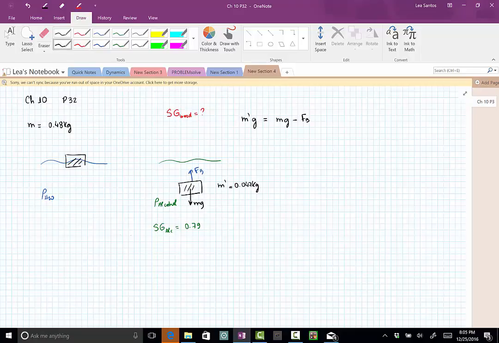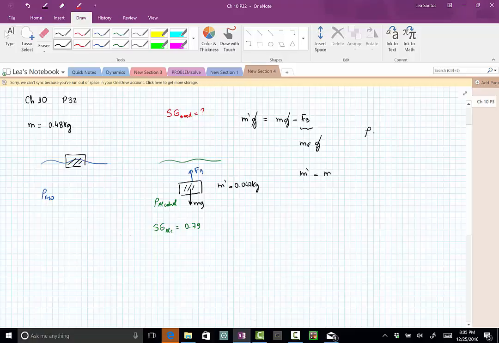Okay, so let's continue playing a little bit more with this equation. What is the buoyant force? We know it is the weight of the fluid that was displaced, the fluid here being alcohol. So from here I can get rid of g. Now we have the apparent mass equals the real mass minus the mass of the fluid, the mass of the alcohol that was displaced.